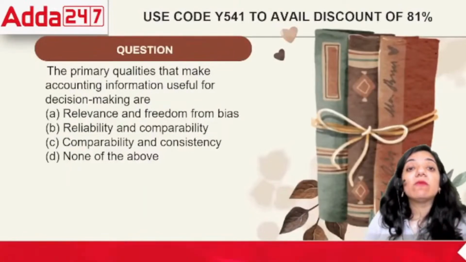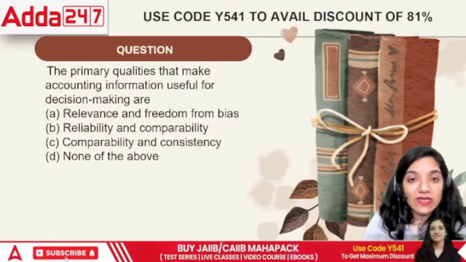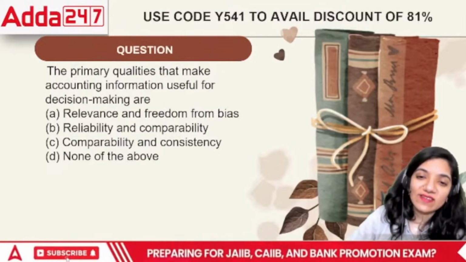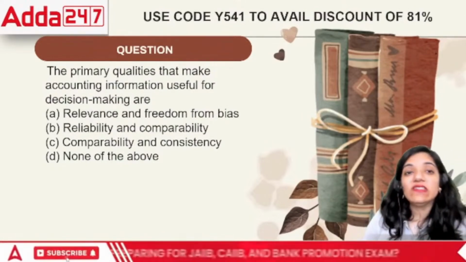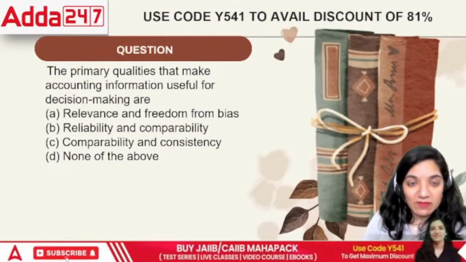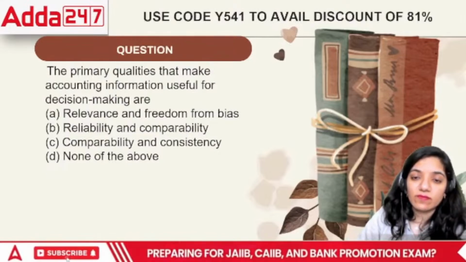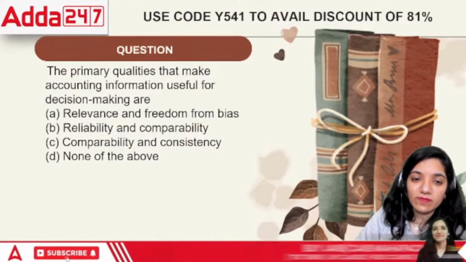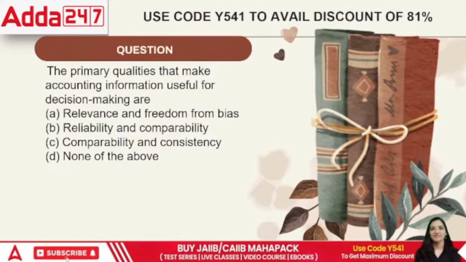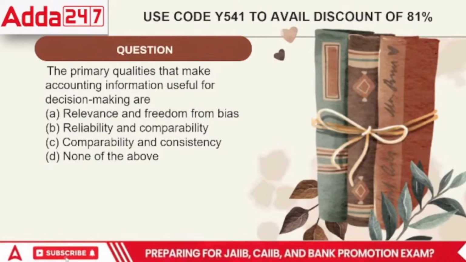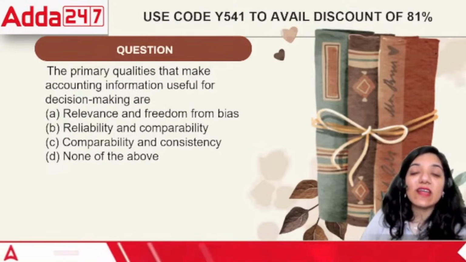The first question says, the prime qualities that make accounting information useful for decision making are relevance and freedom from bias, reliability and comparability and consistency, or none of the above. What's the correct answer then? The primary qualities that make accounting information useful are reliability and comparability.